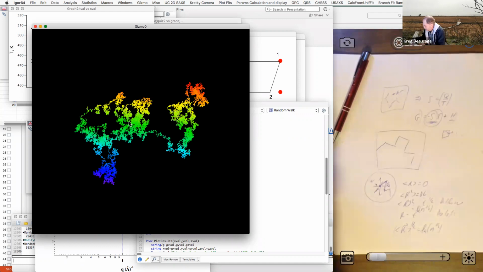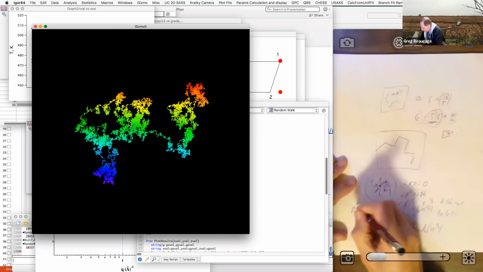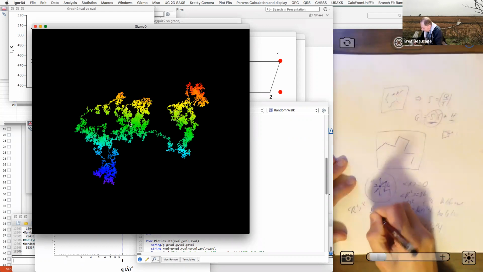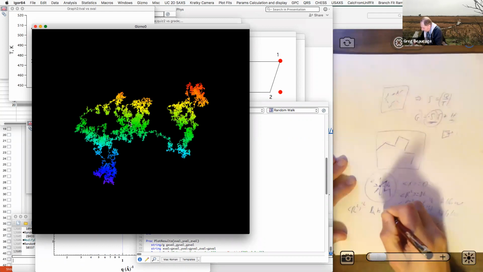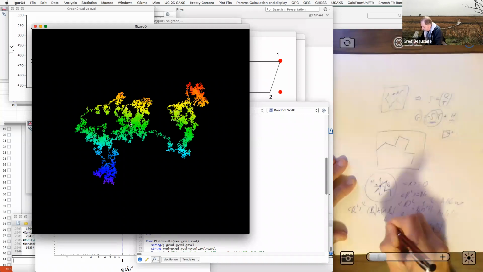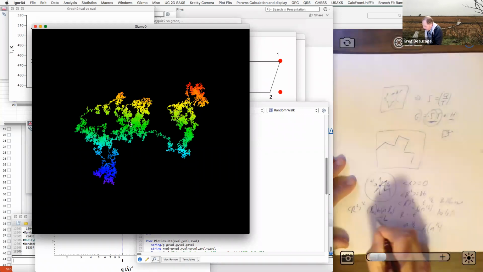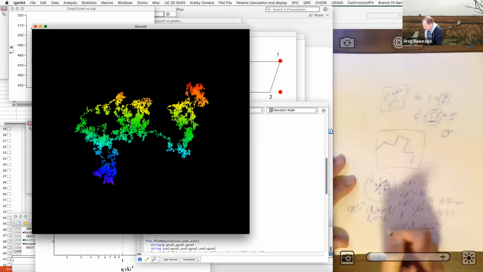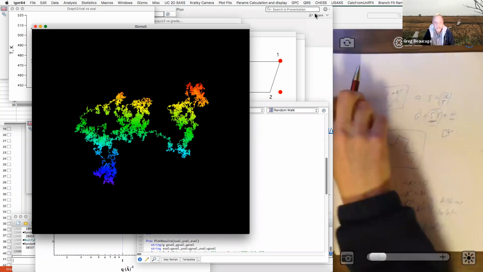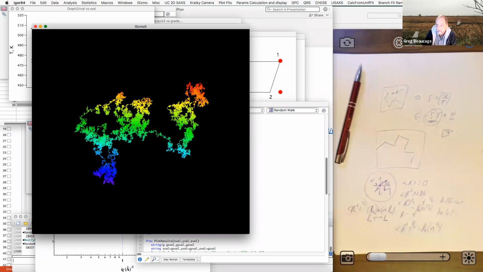So there's a minimum size that this R squared to the 1/2 could have, which is LK, and a maximum of N times LK, the extended length, the contour length through the chain, sometimes called capital L. So you have that kind of range of possibilities for this size, and the average of that is going to be LK times the square root of N. And you can do this a bunch of times and see.